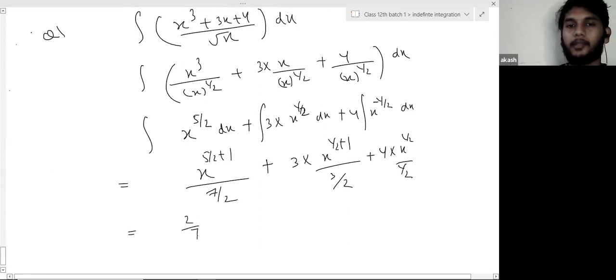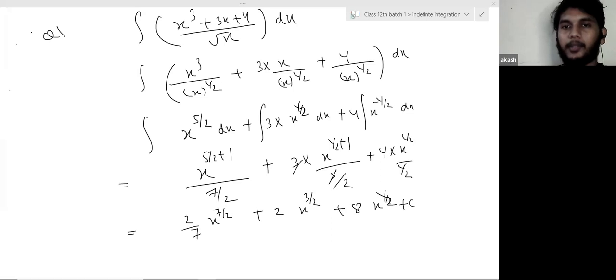This is 2 by 7 x to the power 7 by 2. 3 and 3 are cancelled, plus 2 into x to the power 3 by 2. 4, so this is 8 into x to the power half, plus c. Let's match the answer. All right, Krishna, I think you have the correct answer. Syed, I think you made a mistake there.